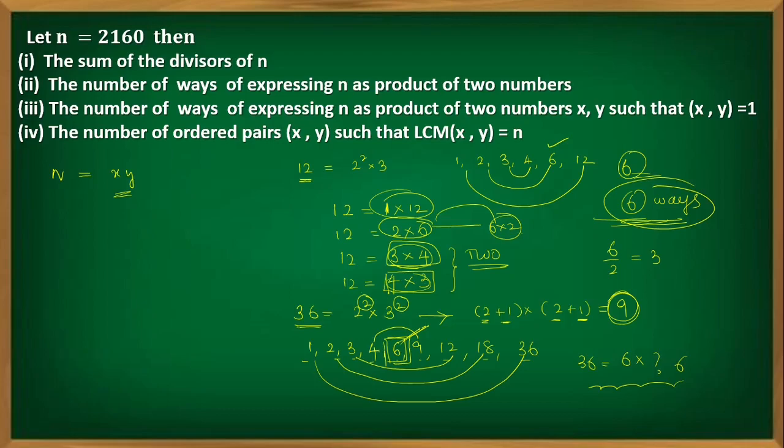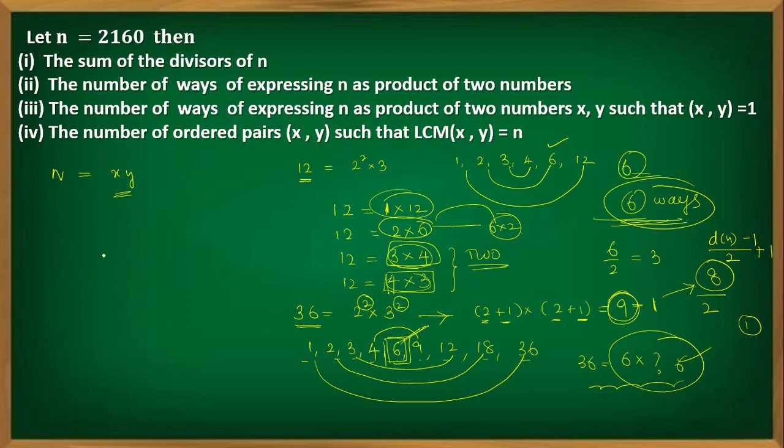So what do we do? Total divisors are 9. Then you subtract this one divisor, which we are writing as 6 into 6, counted only one time. So 9 minus 1 is equal to 8. Now make it half: 8 by 2, which is 4 ways, right? So 1 into 36, 2 into 18, 3 into 12, like this. So number of divisors, subtract 1, divide by 2, and then you add this one way extra, plus 1: (d of n minus 1) by 2 plus 1.